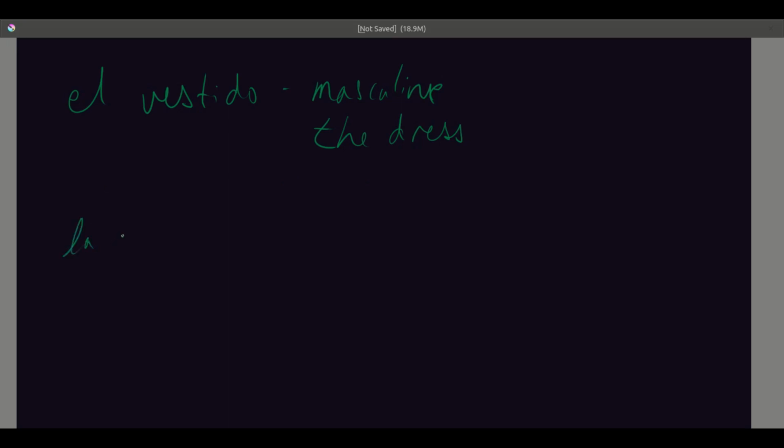Same thing goes for la corbata. Alright, so la corbata is a necktie, and although it is feminine, it is traditionally worn by men. Alright, so the gender of inanimate objects doesn't have anything to do with who owns it or who uses it. It's just got gender.